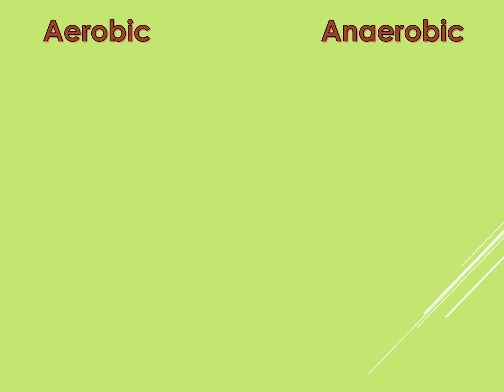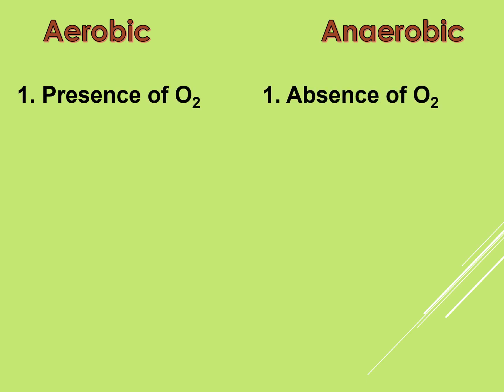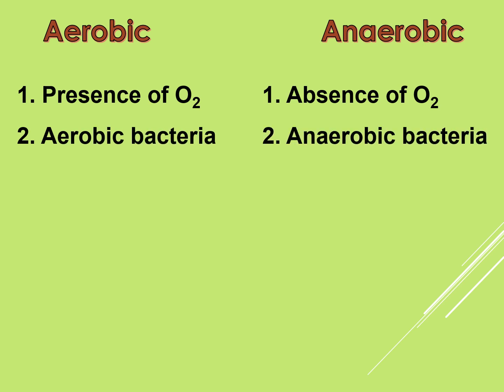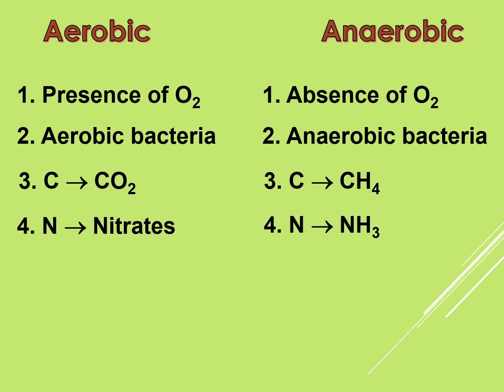Before that, let us compare these two processes, aerobic and anaerobic. What are the points of comparison? One is in the presence of oxygen, the other is in the absence of oxygen. One needs aerobic bacteria, the other needs anaerobic bacteria. In aerobic process, carbon gets converted to carbon dioxide, whereas in anaerobic process, carbon gets converted to methane. And nitrogen gets converted to nitrates in aerobic. Nitrogen converts to ammonia in anaerobic.